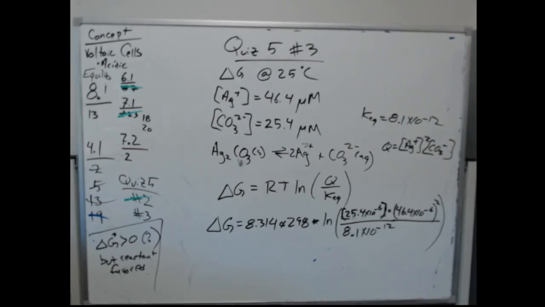I can already tell, well, this wants us to calculate the actual delta G value, but we got all the numbers in, now we just calculate. I can tell delta G is going to be negative in this case.